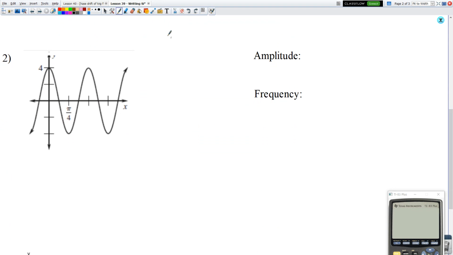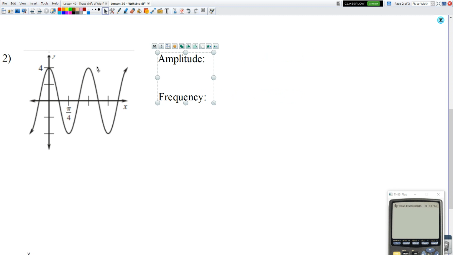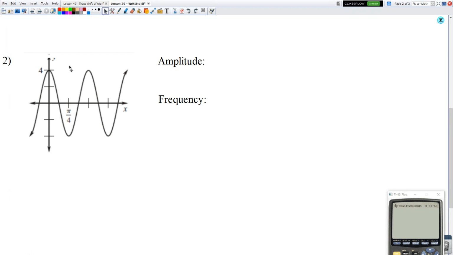So here we have it. Notice that it looks like it's the same function as before, but there are slight differences. Still, what we want to find out is what the amplitude and the frequency are. So let's start with the simple one. Let's figure it out.